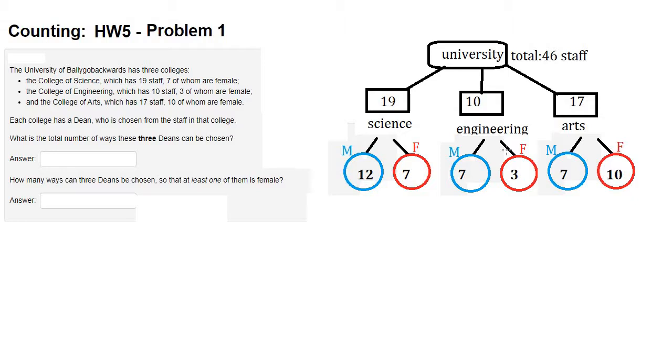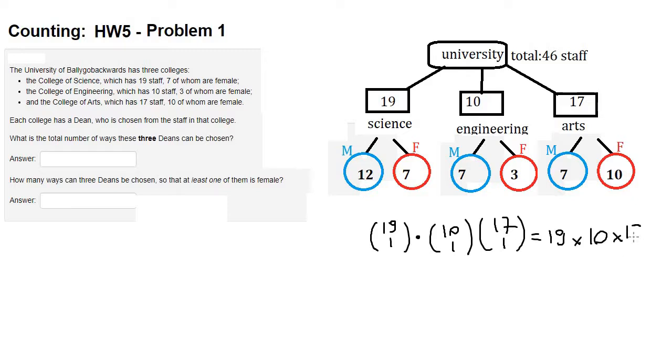Once you make your chart, it's easy to answer any kind of questions. What is the total number of ways these 3 deans can be chosen? We are picking 3 deans, one from each college. So we are picking 1 from 19, so 19 choose 1, times 10 choose 1, times 17 choose 1. And 19 choose 1 is 19, and 10 choose 1 is 10, and 17 choose 1 equals 17. So 19 times 10 times 17 is the total number of ways we can pick 3 deans.